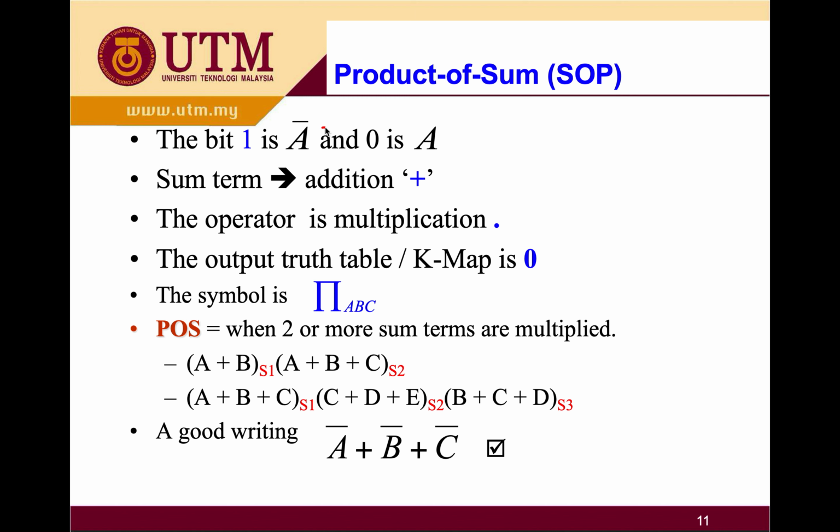K max is equal to 0. So this is another big difference that you can see. For the SOP, the kernel output is 1, but for POS it is equal to 0. So easy for you to remember, isn't it? The symbol is different also, so there is another difference. Please make sure that you remember the symbol for SOP and POS.